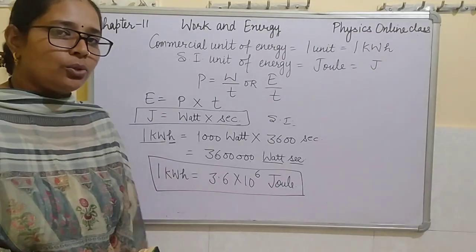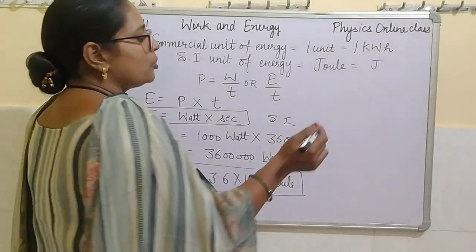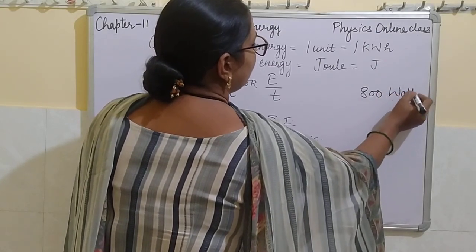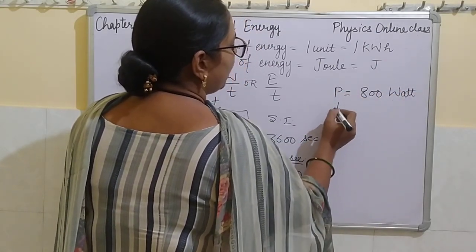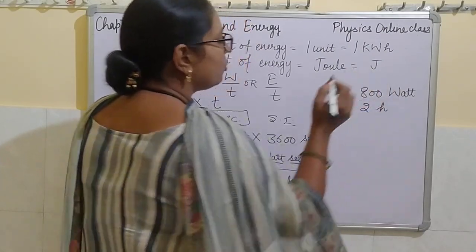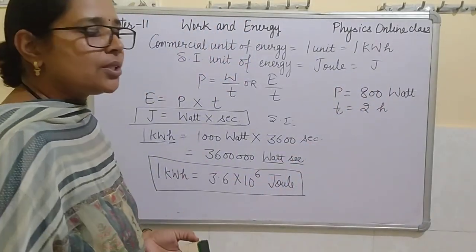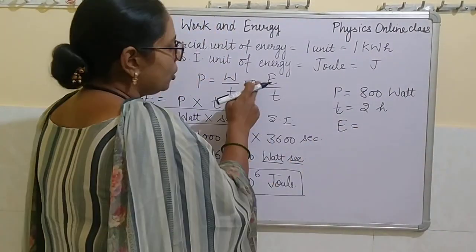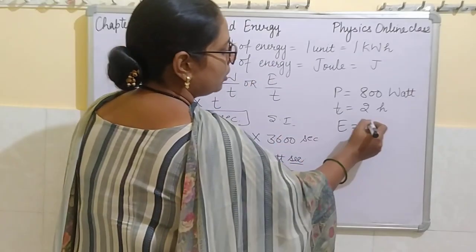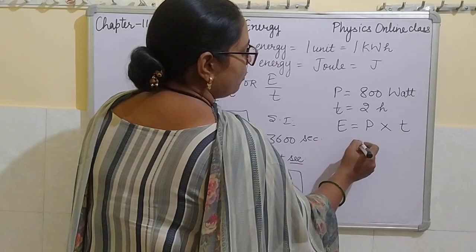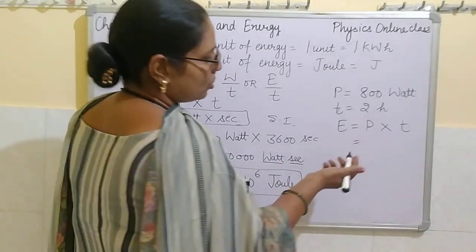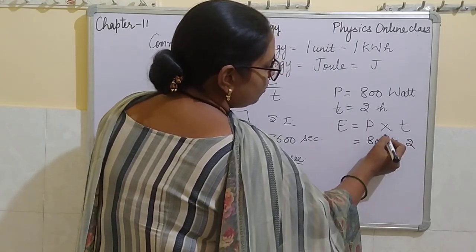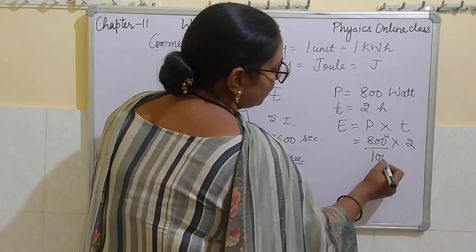Let's do one numerical also to clarify the concept. Suppose you are having an electric iron whose power is 800 watt and you operate this for 2 hours continuously. How much electrical energy is consumed by it? You have to calculate energy. So what you will do? You will simply multiply power and time. As we have to calculate the units of energy, for the easiest way, we will write it as this is in watt, so we will divide it by 1000.